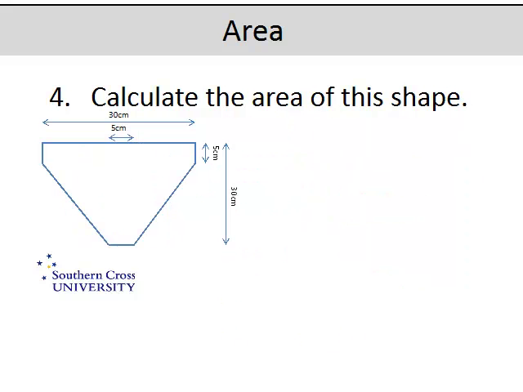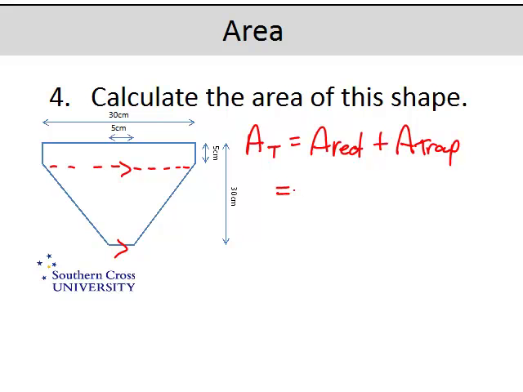And the fourth question, we have a compound shape or a composite shape, and we can put a dotted line in across here, and we can say that the area total is equal to the area of the rectangle plus the area of this shape below, which if you look has two parallel sides, so it's actually a trapezium. So the area of the rectangle is length times width, and the area of the trapezium is half (a plus b) times height.